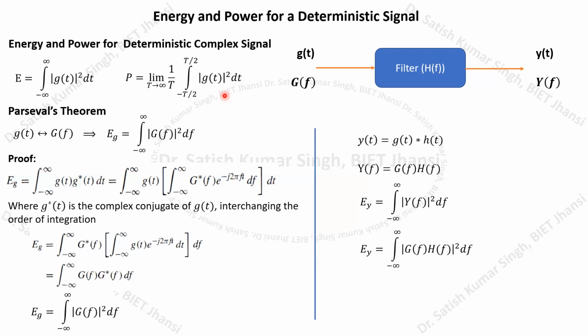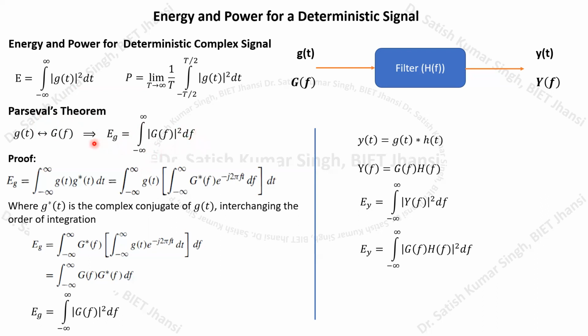Let's now use another theorem, the property of Parseval's theorem. Suppose we have a time domain signal represented by g(t), and its Fourier transform is known to be G(f). Parseval's theorem says that if its Fourier transform is known, then we can directly calculate its energy. That formula is E equals the integral from minus infinity to infinity of mod G(f) whole squared df.